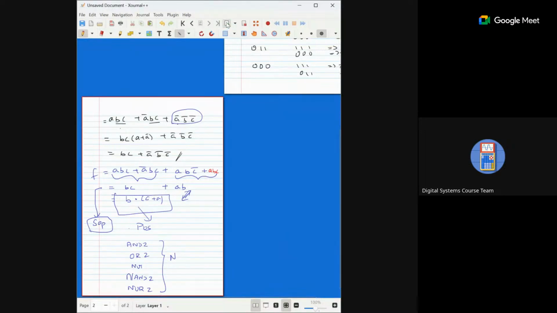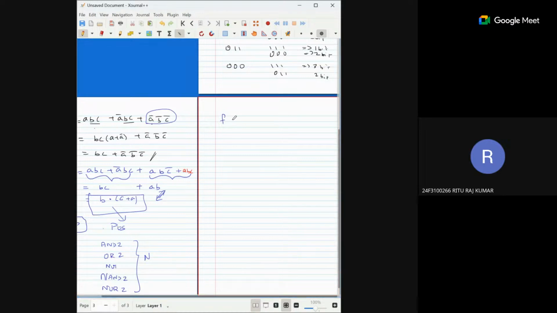Basically, POS and SOP are the same thing, right? Exactly, POS and SOP are the same thing, only the way of expressing is different. Yes, sir, but POS and SOP are complements of each other? Both these equations are different, sir, that's why POS and SOP are different here.